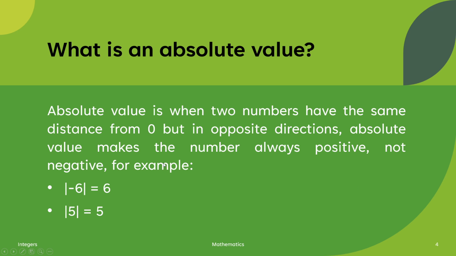For example, negative 6 with the two brackets here. Two brackets beside the number means making the number positive, equals 6, as I wrote here. And here we have positive 5. Two brackets beside number 5, it's still 5.